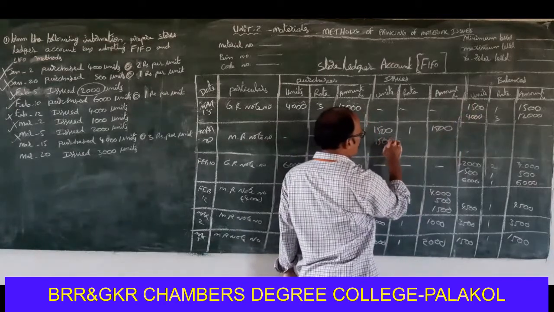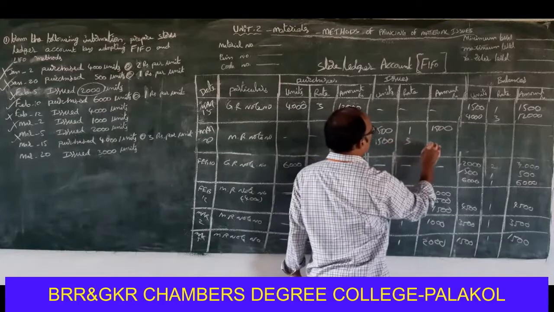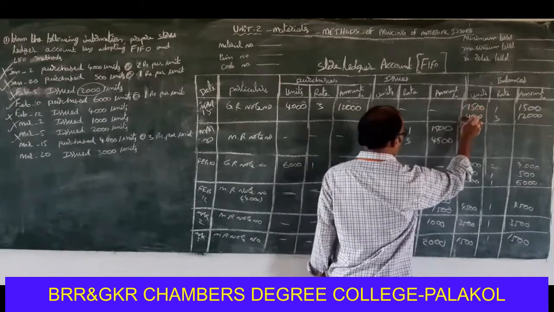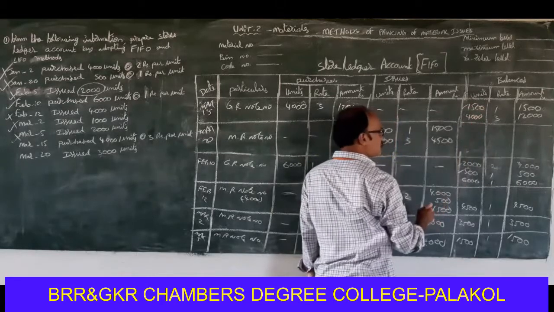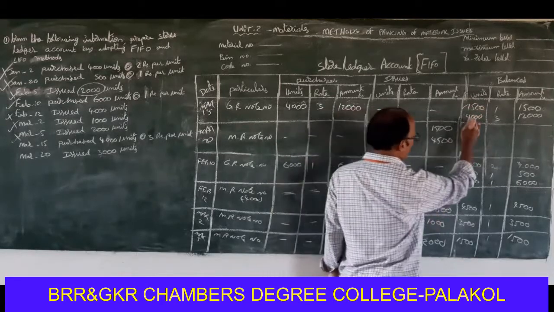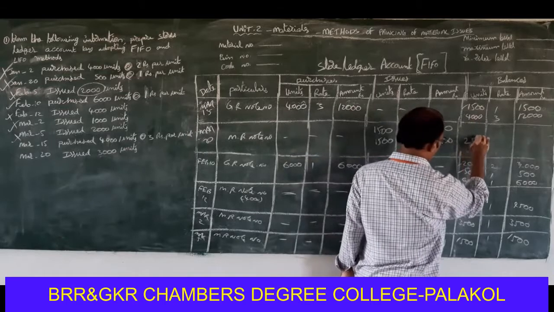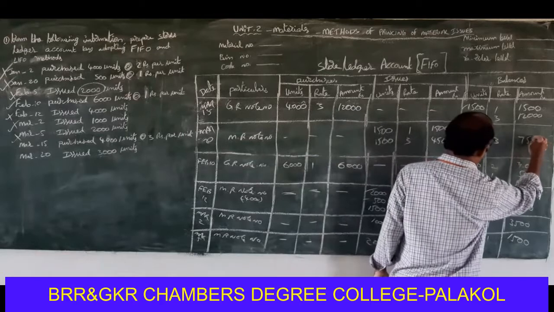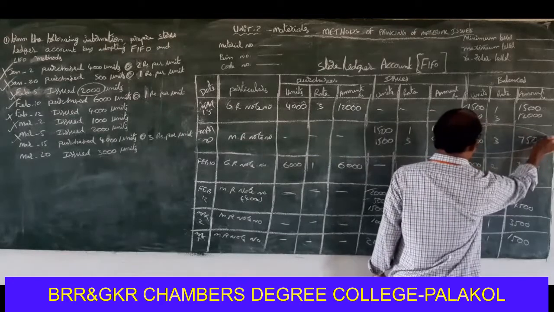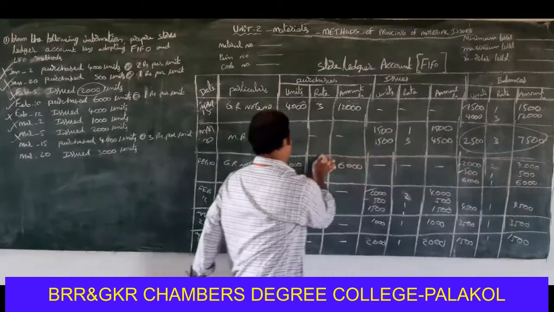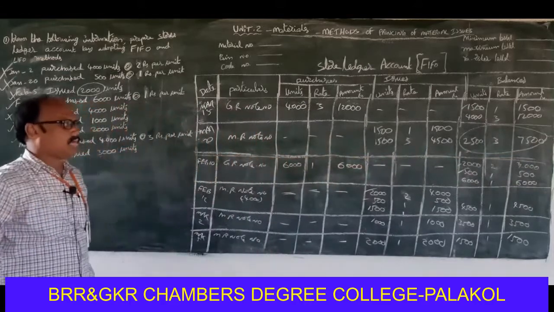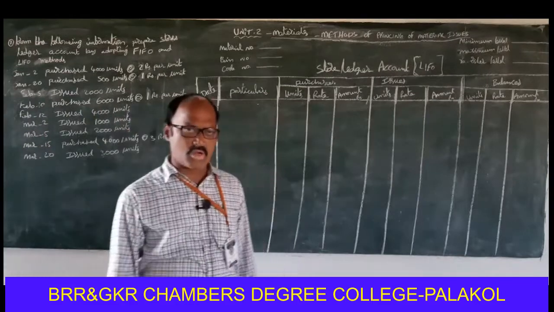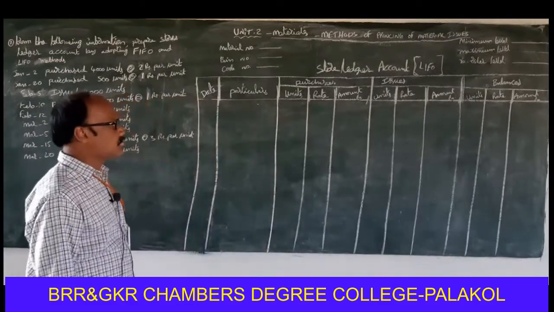So 1,500 into 3, 4,500. So from this we issued 1,500. So remaining 2,500 into 3, 7,500. So this is the closing stock. So this is the problem for the FIFO method. Okay, for the same exercise you also have to prepare a stores ledger account.